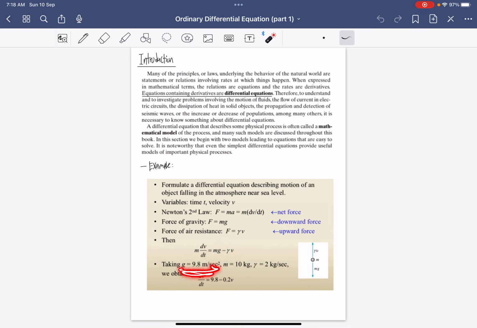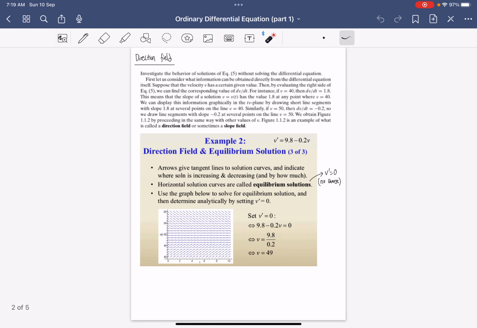Because g is this, and we fill in some constants, we get this differential equation dv/dt equals 9.8 minus 0.2v. So this is an example of a differential equation. But instead of having only t on this side, this side now has a v, so we cannot just integrate with respect to t. It's because here you can't integrate with t, because this is a v. So that leads us to finding techniques for solving this type of equation.